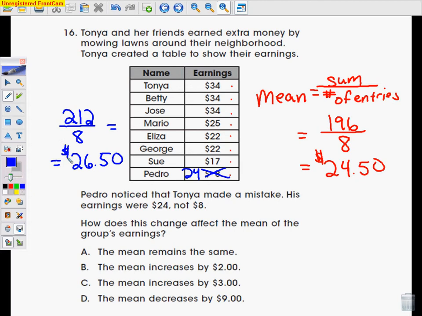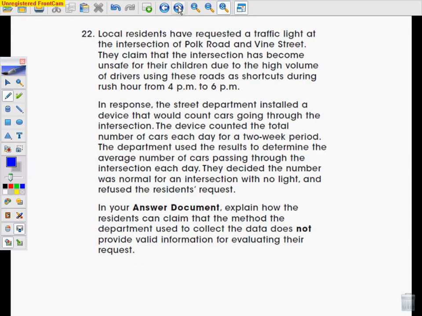So let's go ahead and go through our choices here. The mean remains the same. Well, that's not true. The mean increased by $2. That is true. Okay, so there's our answer. Let's go on. Number 22.